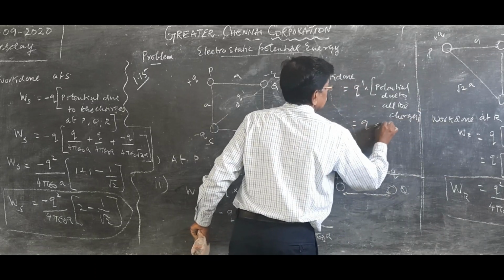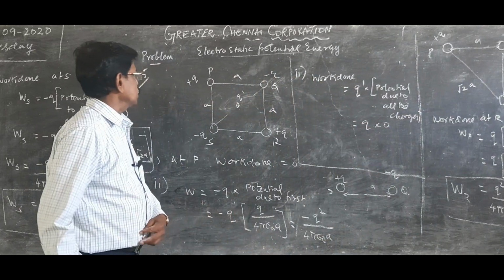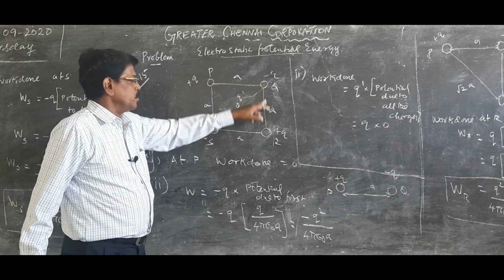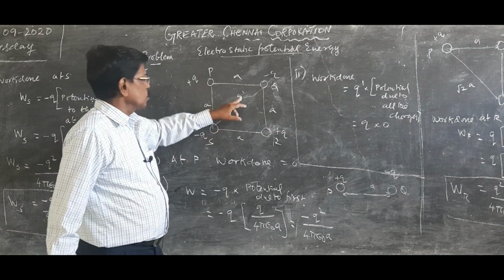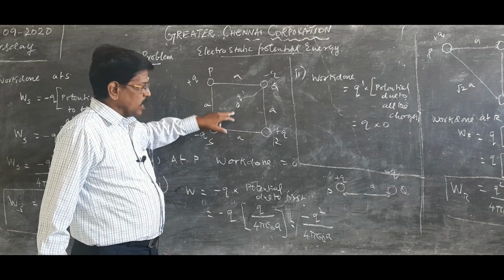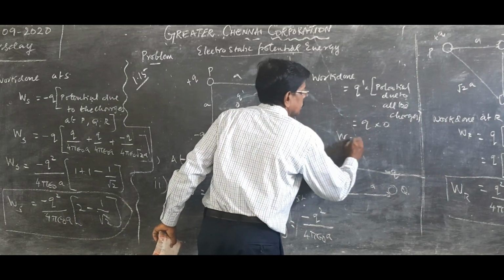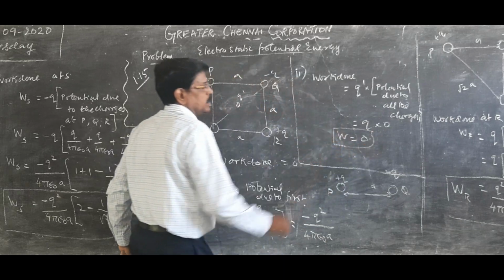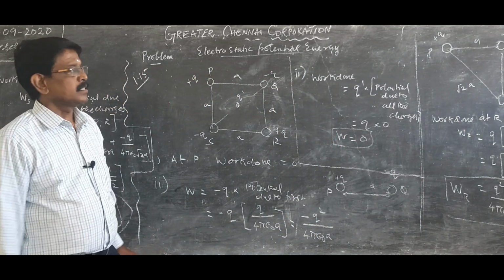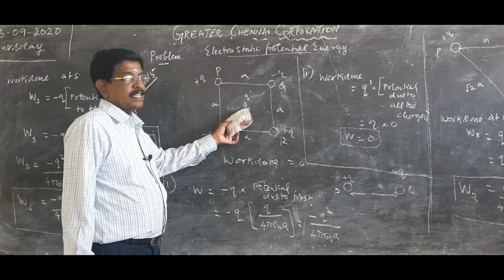So Q into 0. Why 0? Because the potentials are cancelling each other. So the potential due to all the charges exactly at the center is 0. Now the work done is 0. So there is no extra work done. There is no extra work done for the second case.